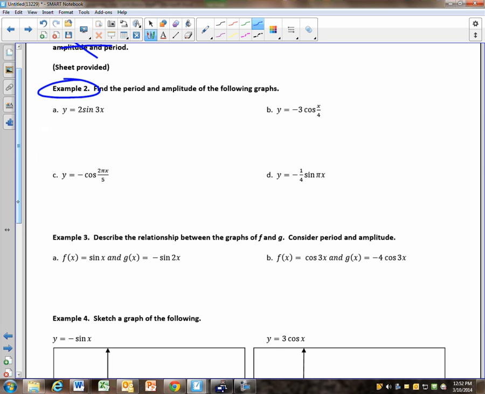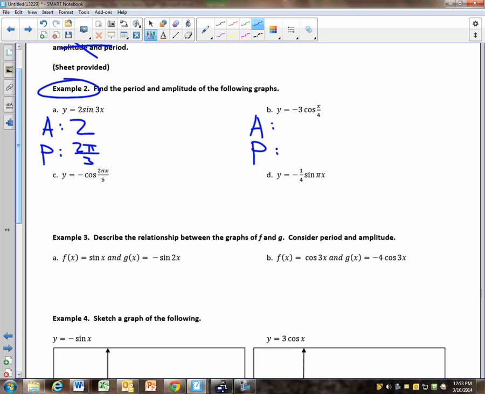First thing you're going to have to do on your test is identify amplitude and period for these type of functions. So what I do is I just write down A and P. What is the amplitude for letter A? 2. For the period, I take 2 pi and I divide it by 3. So my period's 2 pi over 3. That's it.